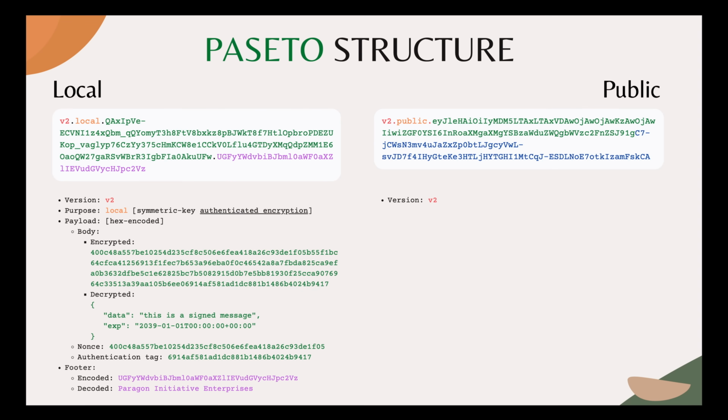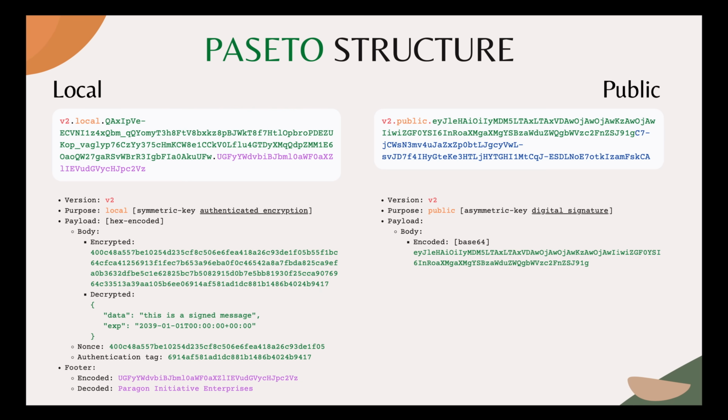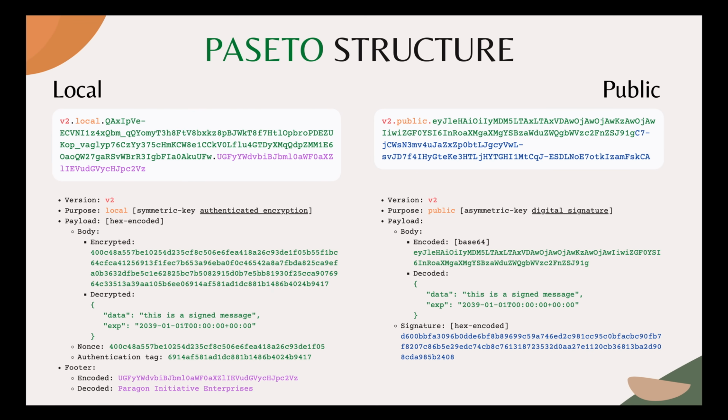The first part is PASETO version, which is version 2. The second part is purpose, public in this case, which means an asymmetric key digital signature algorithm is used to sign the token, and its payload data won't be encrypted, but only base64 encoded. As you can see here, the green part of the payload is actually the encoded body, which we can easily decode to get this JSON object, while the blue part of the payload is the signature of the token, created by the digital signature algorithm using the private key. The server will use its paired public key to verify the authenticity of this signature.